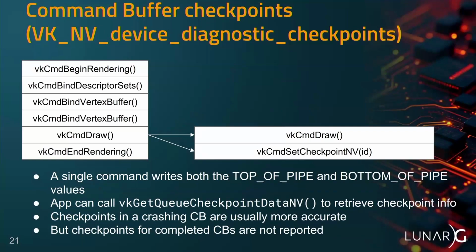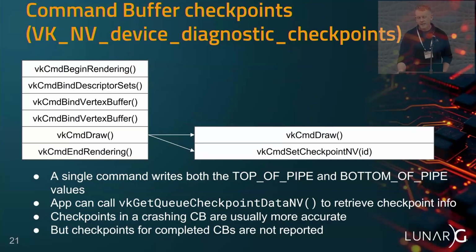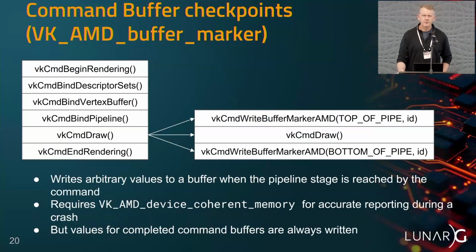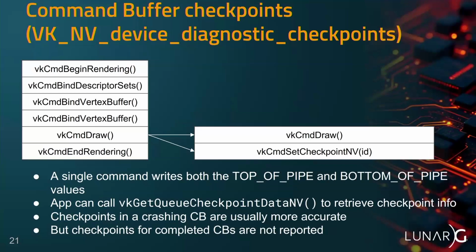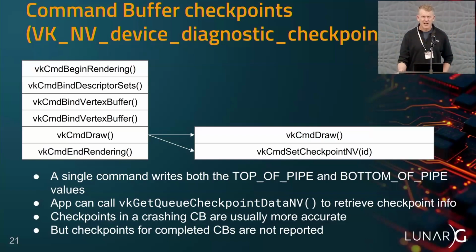The other extension, NV device diagnostic checkpoints, works very differently. There's a single write that gives you values for both the top and bottom of the pipe. This one just writes to a buffer, so you just have a location in a buffer, and you can go back and look at it and figure out how far you got. You have to call get queue checkpoint data to figure out where the GPU was when it stopped executing. What you get back is just the checkpoints in the most recent command buffer, it looks like to me. It's kind of poorly specified, but that's what it looks like.